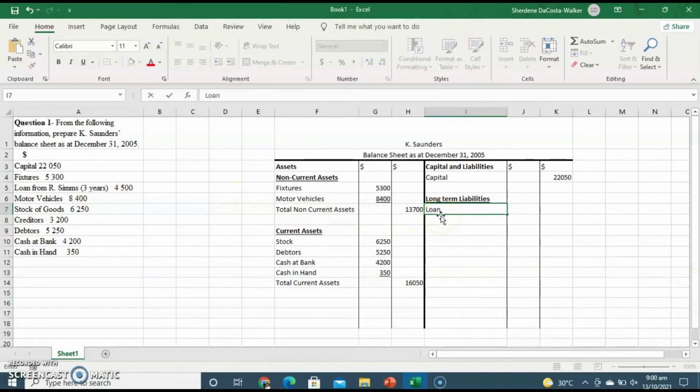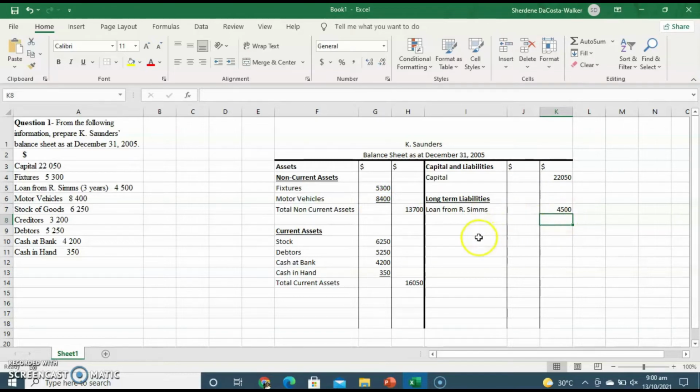So I'm going to write that loan from R. Sims. So I just write it in the second column. As you can see with the first set, because I had more than one item to add under each, that is why I did that in the first and then put the total in the second. But if it's only one, I can go ahead and put the figure into the last column. So I'm going to do my current liabilities.